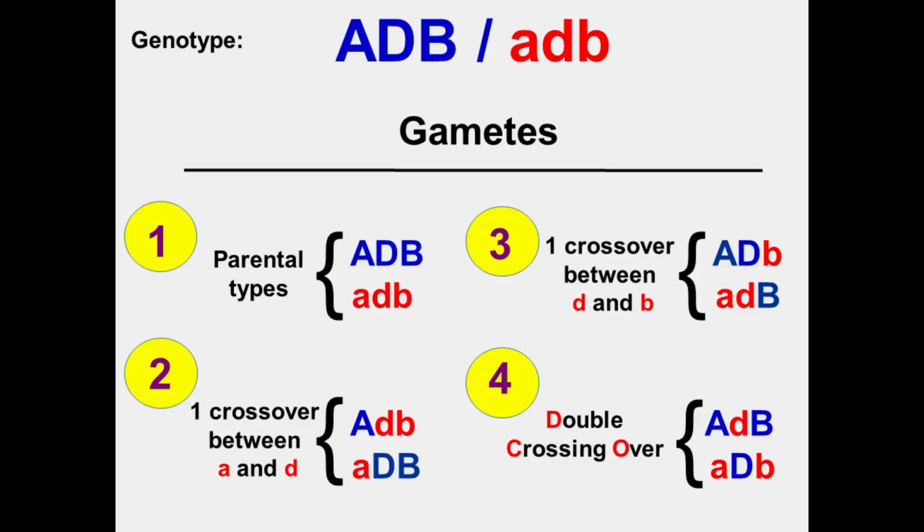Here, I have categorized and organized the gametes resulting from the 4 scenarios for better clarity. As you can see, in the first case, we observe parental gametes. In the second case, we see gametes resulting from a single crossover between genes A and D. In the third case, gametes resulting from a single crossover between genes D and B are observed. And finally, in the fourth case, we see gametes resulting from a double crossover.